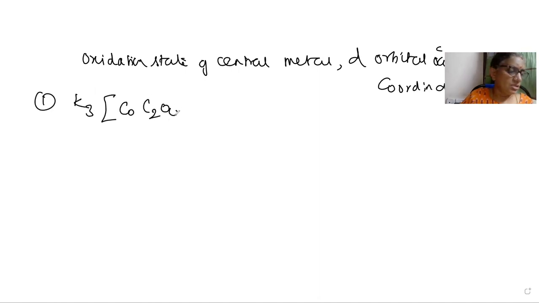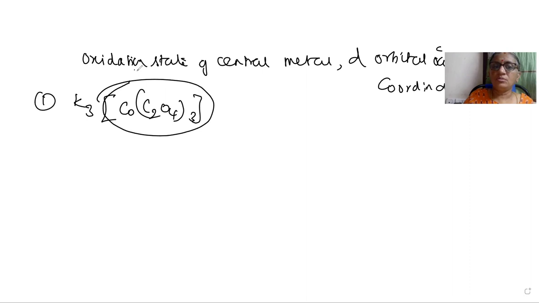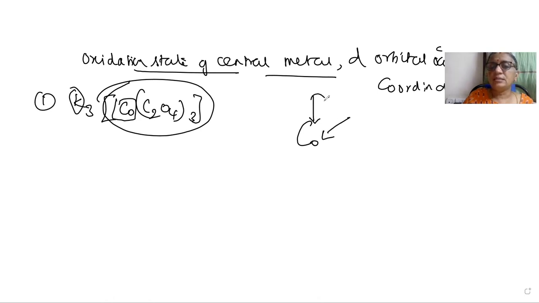K3[Co(C2O4)3]. Now we have to consider the coordinated part alone because the question is about the central metal ion. Here, this is also a metal, this is also a metal, but this d block element alone is coordinated. Take the coordinated part alone, cobalt bonded to oxalate. Oxalate, we know it is a didentate ligand. So we can write like this. It forms a chelate complex.